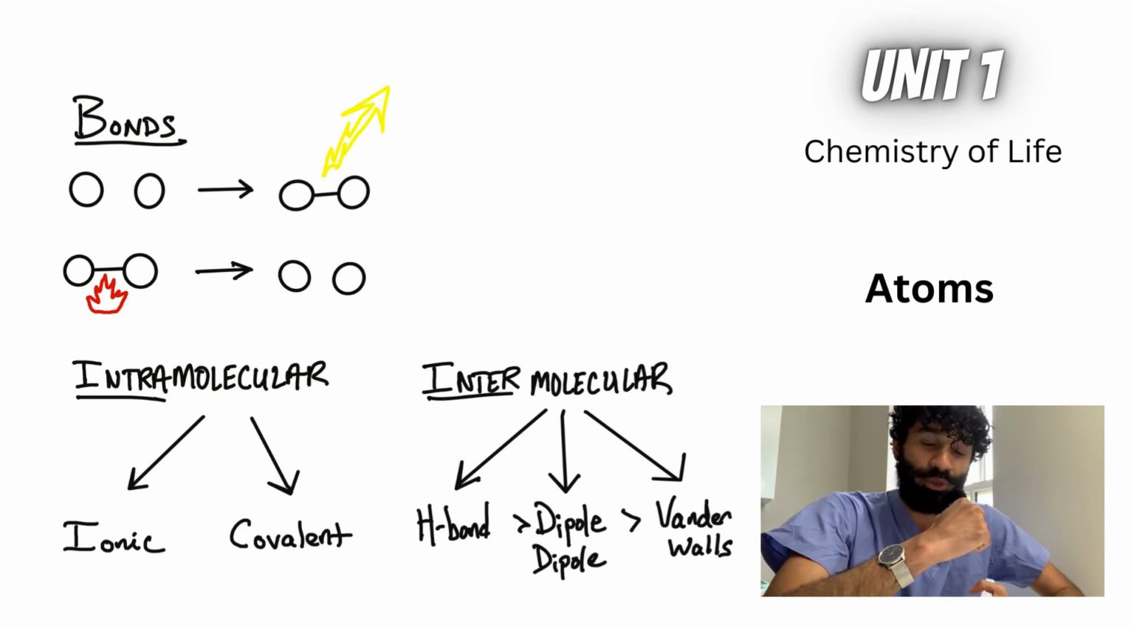In between molecules, there are three types of bonds: hydrogen bonding, dipole-dipole interactions, and van der Waals forces, and that's in order of decreasing strength.